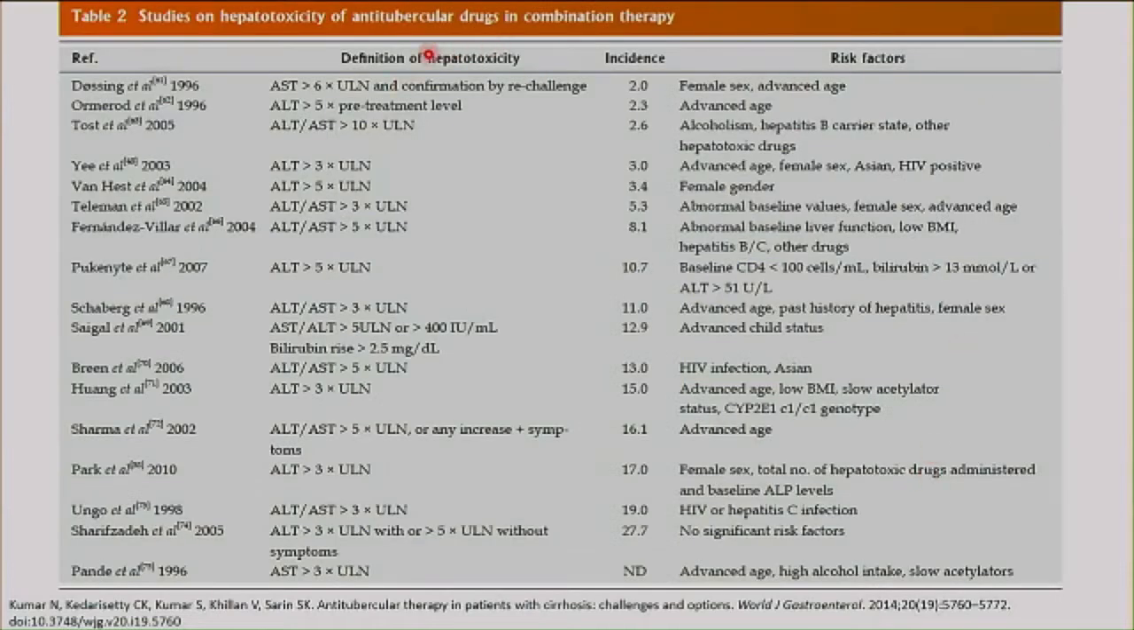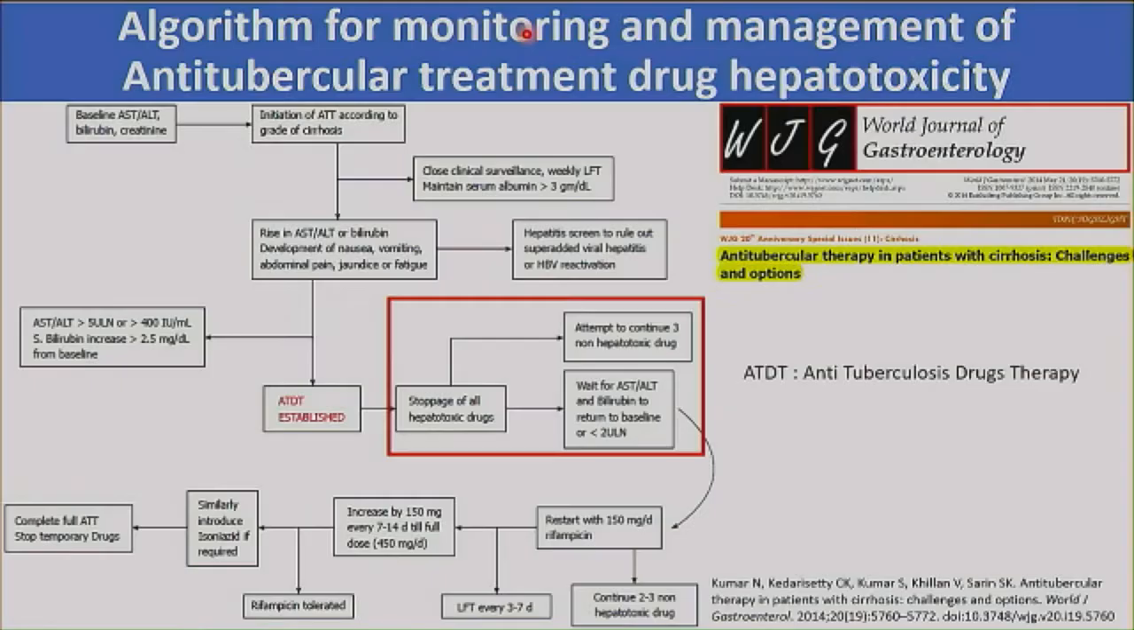And this is the study on hepatotoxic anti-tuberculosis drugs in combination therapy. And there are some risk factors, looks like female sex, advanced age, alcoholism, and so on.